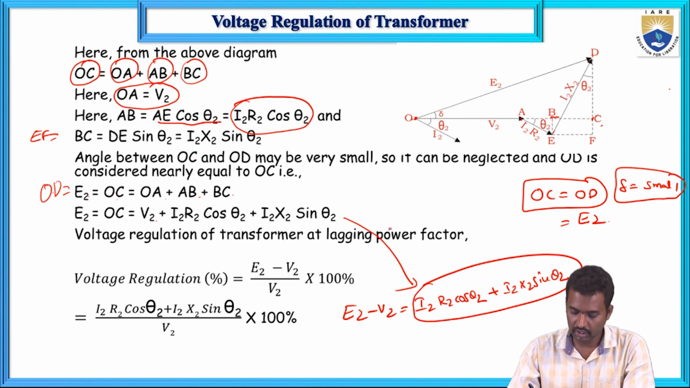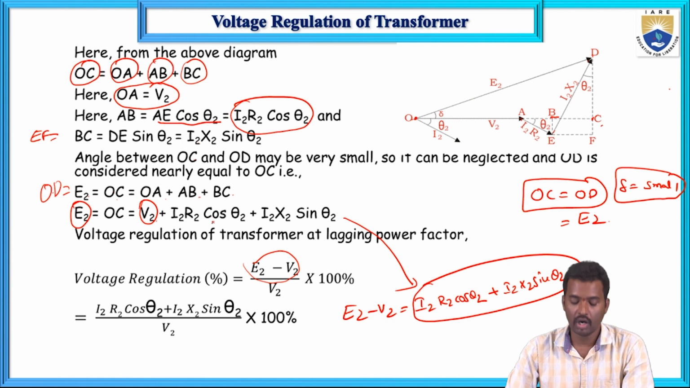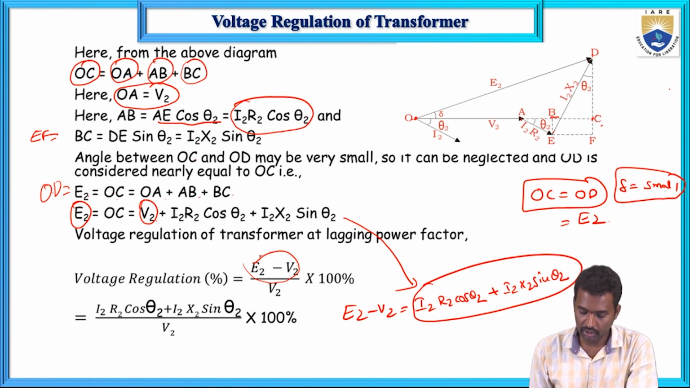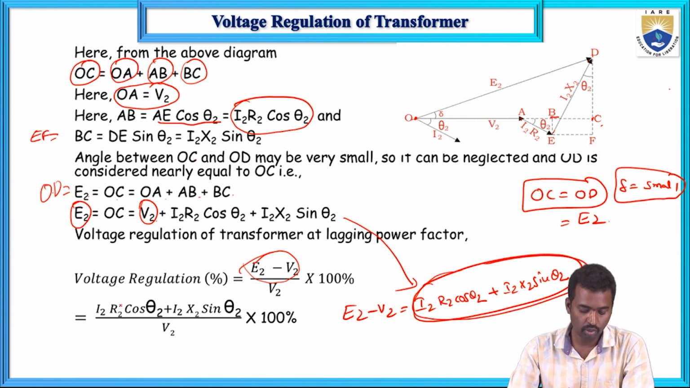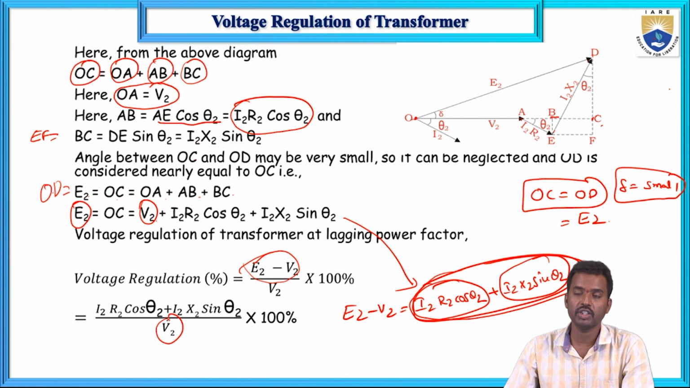Now the voltage regulation of the transformer at lagging power factor is E2 minus V2, which equals I2 R2 cos theta 2 plus I2 X2 sin theta 2, divided by V2. This is the final equation for voltage regulation of a transformer.